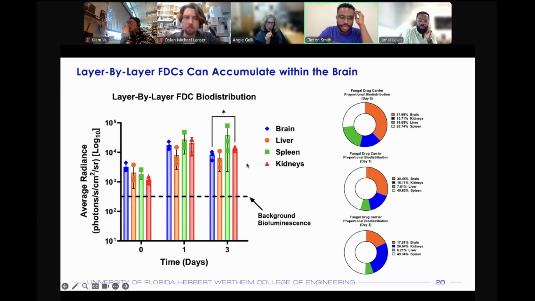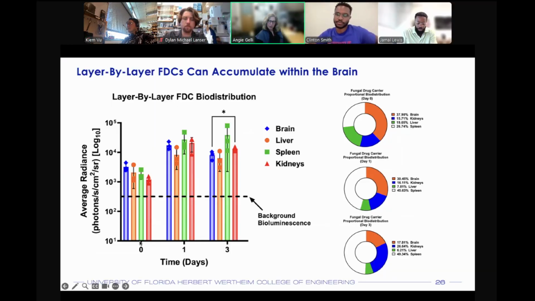And this is just compiled data from the 3 replicates that we have thus far. But pretty excitingly, we're able to show that we can get the cells into the brain. We're still working out some ways of showing a co-localization of the nanoparticles and the cells, just to really hone in on the fact that we need the fungus to facilitate nanoparticle delivery. But thus far, we're excited by what we're seeing.